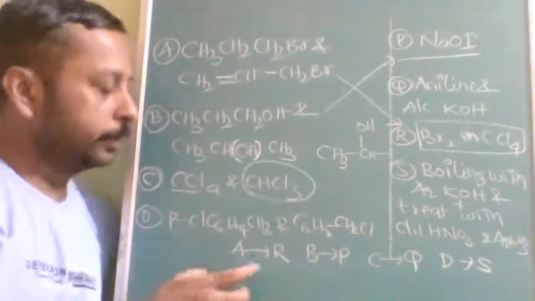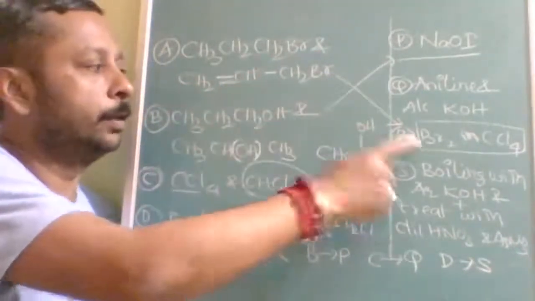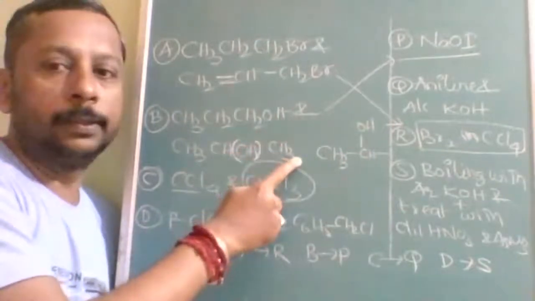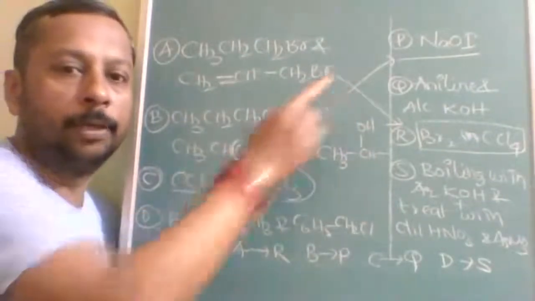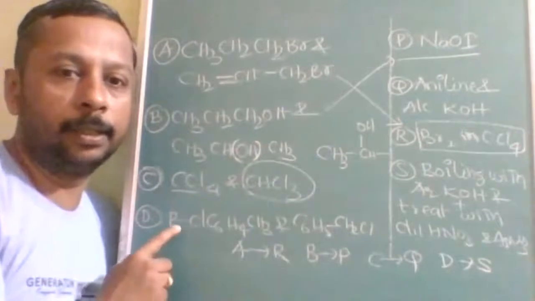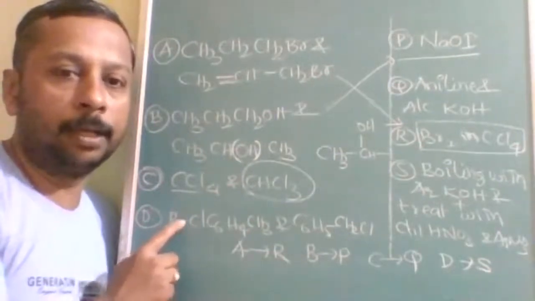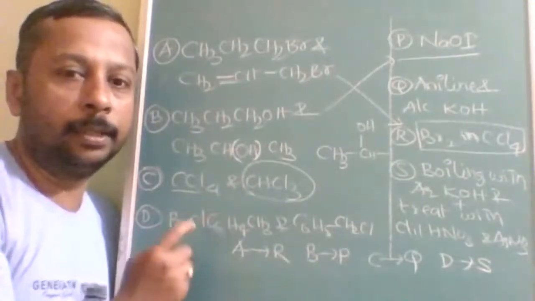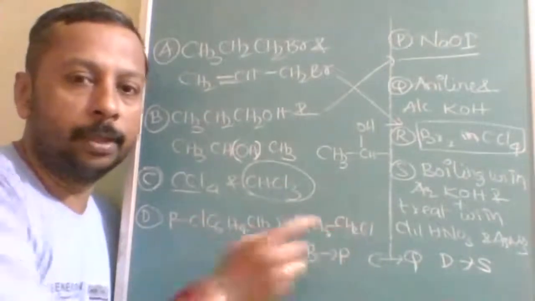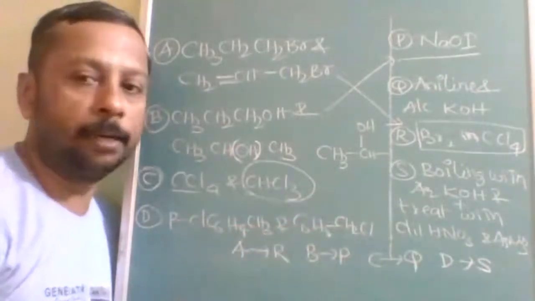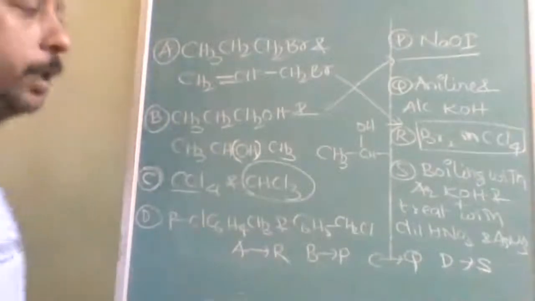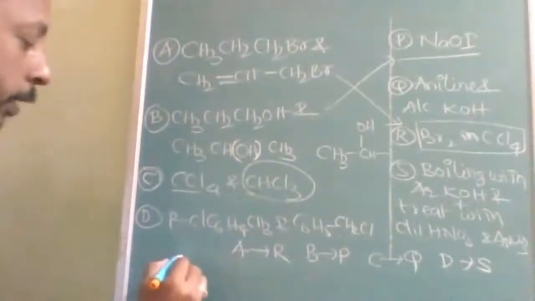I am telling you once again, A answer is R because of the test of unsaturation. This is the second carbon OH group, iodoform reaction, carbylamine reaction. Here this P means parachloro aniline. And here chlorine is attached on the benzyl carbon. So I am drawing the structure here.